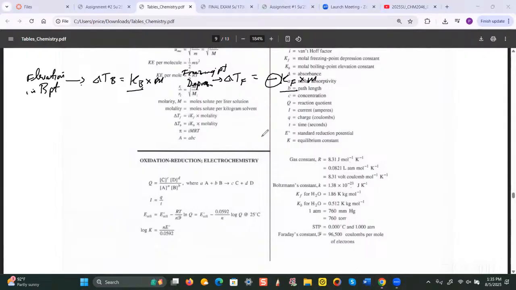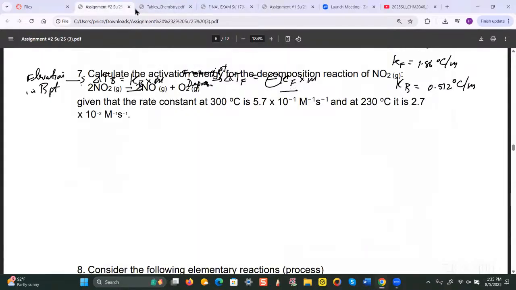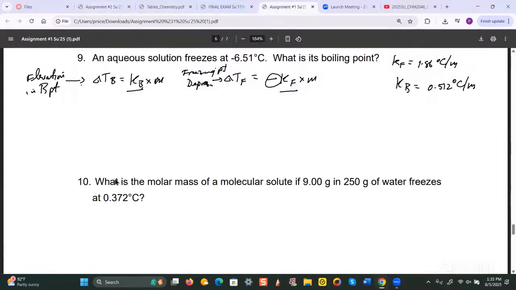So KF is equal to 1.86 degrees Celsius over M, and KB would be equal to 0.512 degrees Celsius over M. All right, so you're gonna need those values in order to answer this question. So let me go back to, okay. So the question is asking for the boiling point, all right?